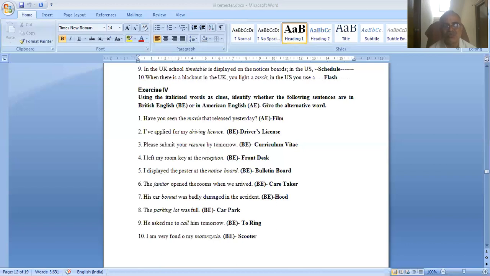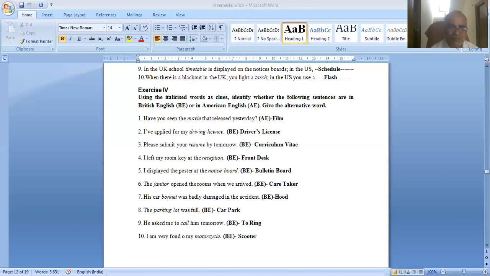Americans use the word movie. So first we identified the word movie, which is given in italics. Next we identified which language it belongs to. It belongs to American English, movie. Now we have to supply its equivalent British English word. So the Britishers prefer to call movies films. So its equivalent word is film. The film is the British word.